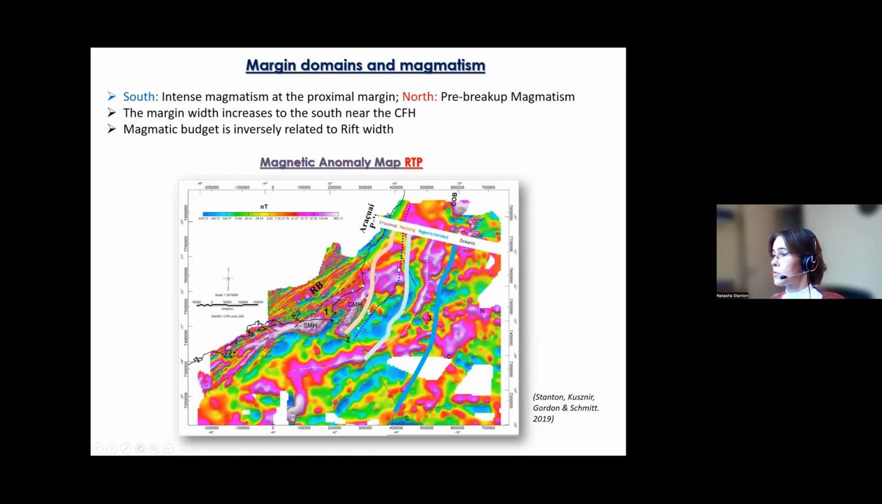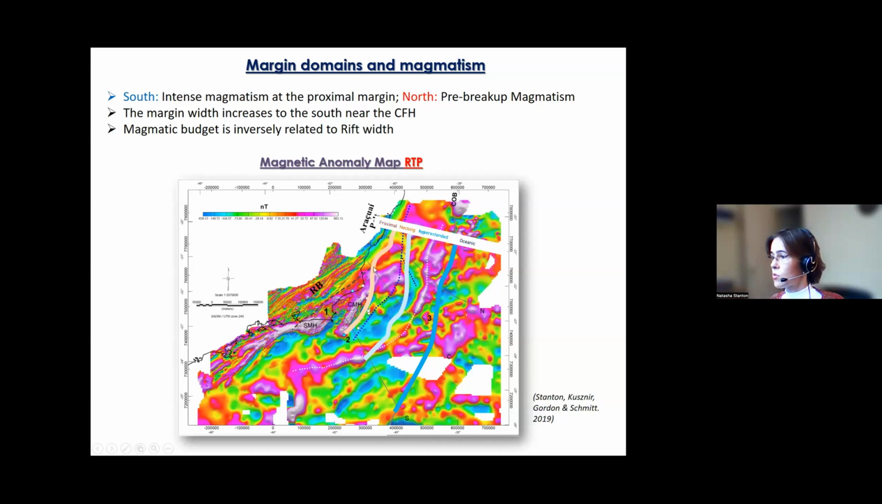We see them here from these colored stripes. Here we have the proximal domain, the necking domain, and the hyperextended domain. This is the continent-ocean boundary here. And we see that from south to north, the pattern of the anomalies is very variable. The southern part, the proximal domain, is characterized by important magnetic anomalies and magmatism, confirmed by drilling wells, while the necking and hyperextended domains are devoid of important magmatism.